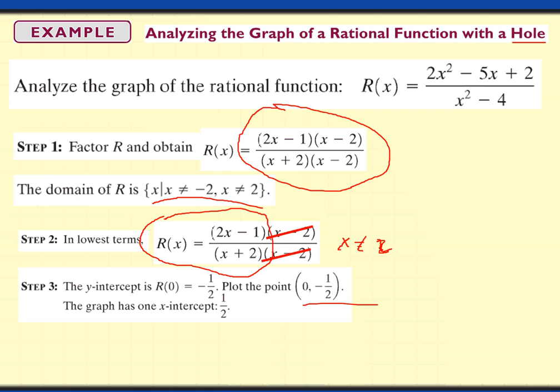Now, how are we going to find the x-intercept? Remember what we do? We let y be 0. So this side is 0, and the only way this fraction can be 0 is if the numerator itself is 0. So when we solve 2x - 1 = 0, we get the value x = 1/2. And so the x-intercept is (1/2, 0). We'll plot those here in a second.